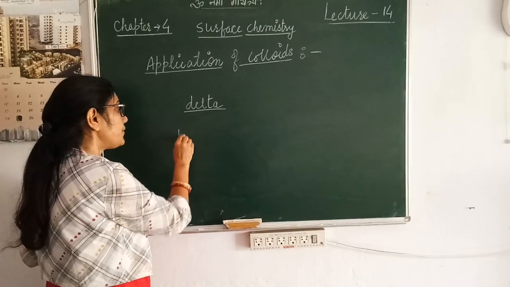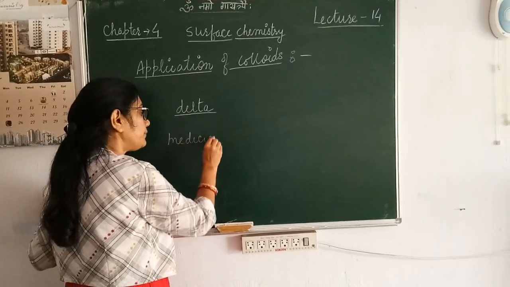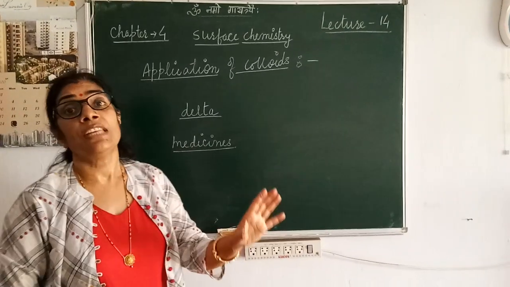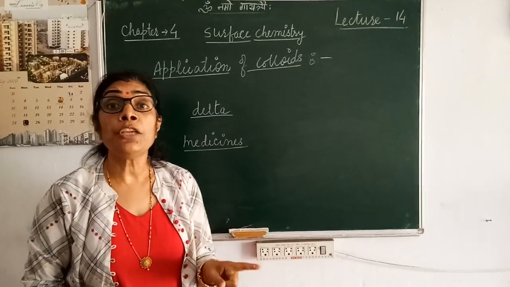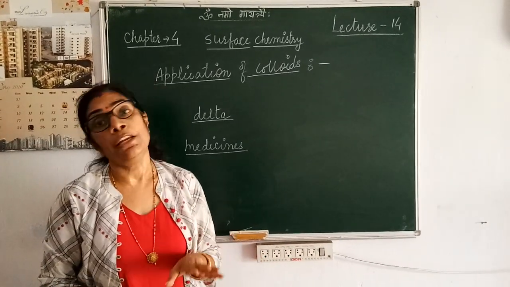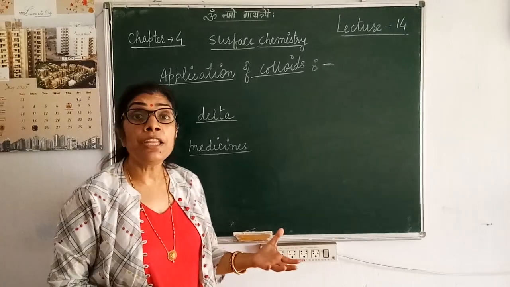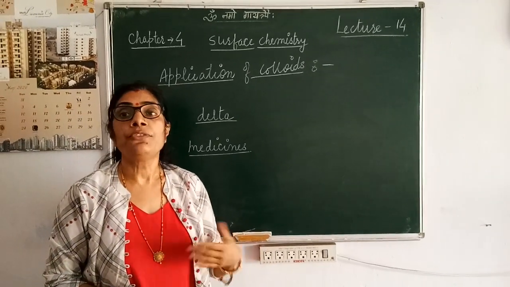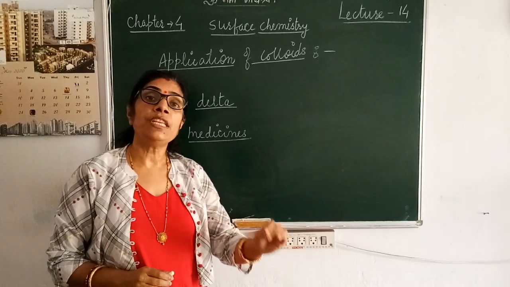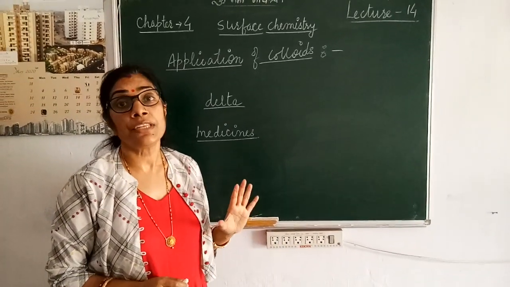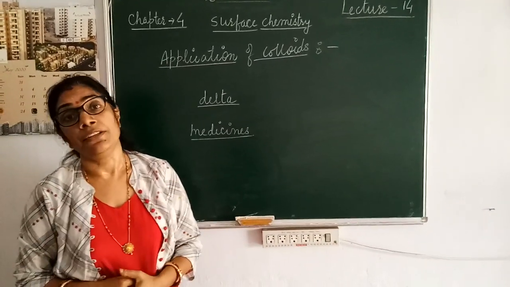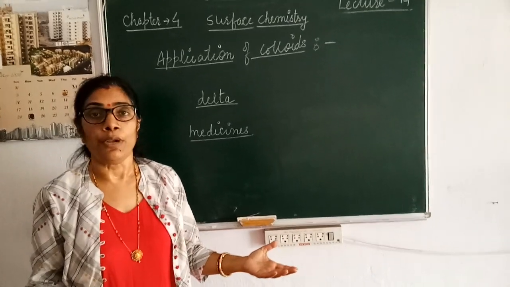Then in medicines, some of the important ones: milk of magnesia is used as an antacid. Then argyrol, a silver sol, is used as an eye lotion. Then colloidal antimony is used for the treatment of Kala Azar. Then colloidal gold is used in intramuscular injections and so on. And then the cleansing action of soap and detergents is also based on colloids.